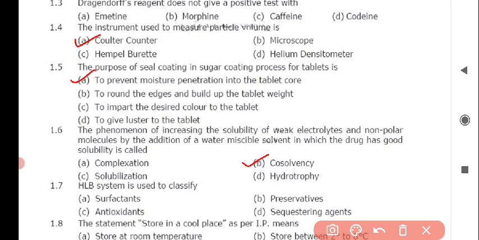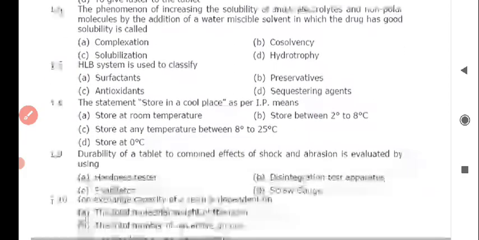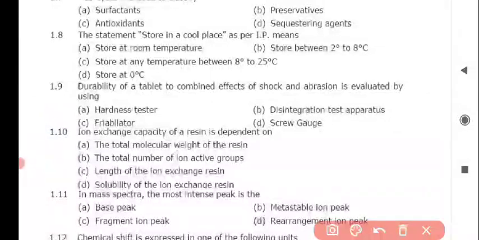Next question is, HLB system is used to classify, the correct answer is option A, surfactants. Next question is, the statement store in a cool place as per IP means, so the answer is option C, store at any temperature between 8 to 25 degrees Celsius. Next question is, durability of a tablet to combined effects of shock and abrasion is evaluated by using, so the correct answer is option C, friabilator.